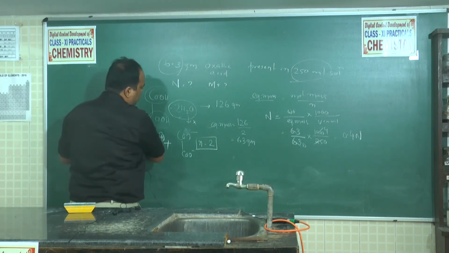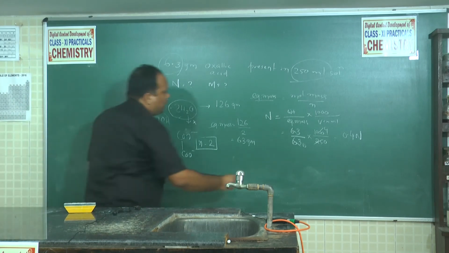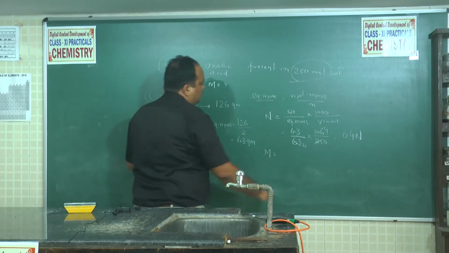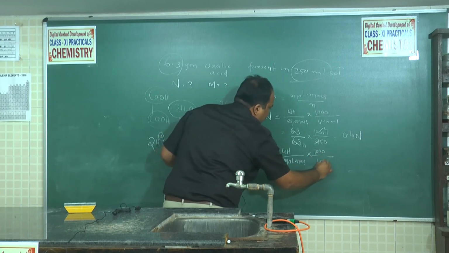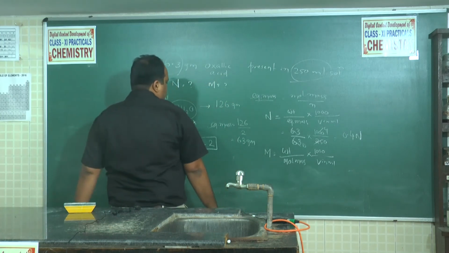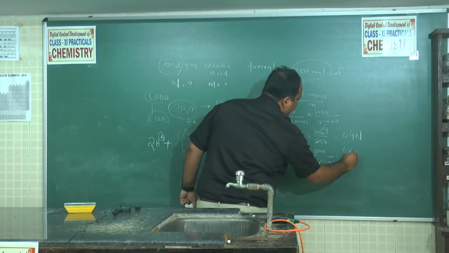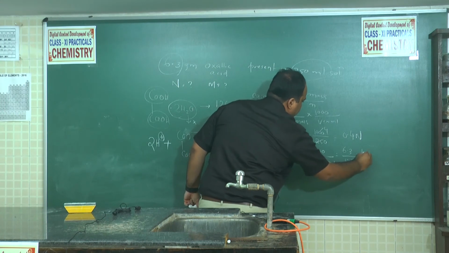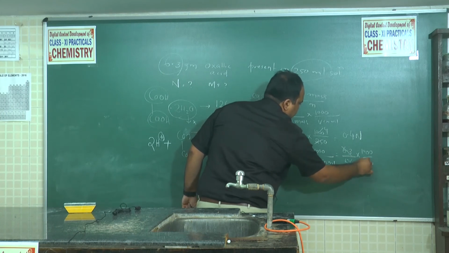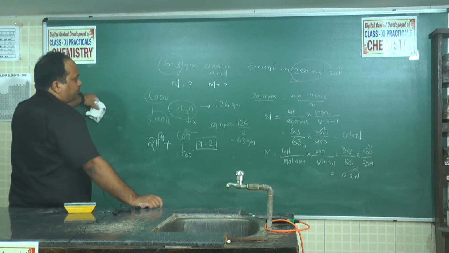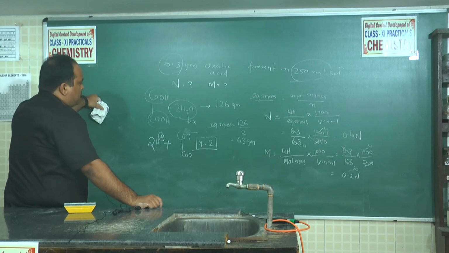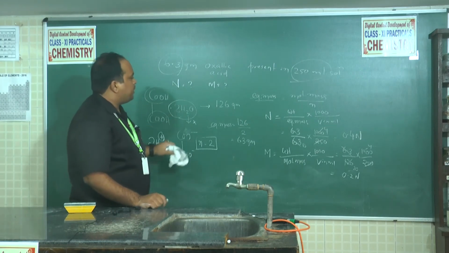And if I go for its molarity, this is given weight by molecular mass into 1000 by V in ml. The given weight is 6.3, the molecular mass is 126, and 1000 by 250. And you are getting 0.2 M. So in this way you have to calculate normality and molarity.